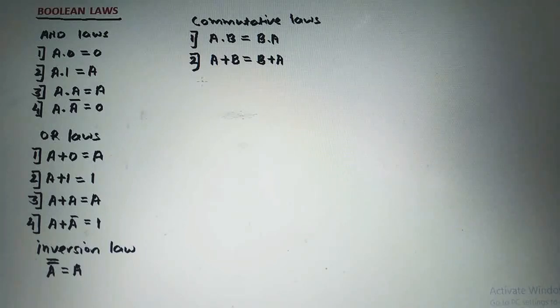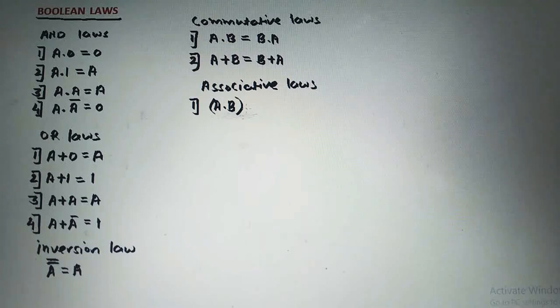Next we will see the associative laws. So in associative laws, the first law is in bracket a dot b dot c is equal to a dot in bracket b dot c. This is the first associative law.